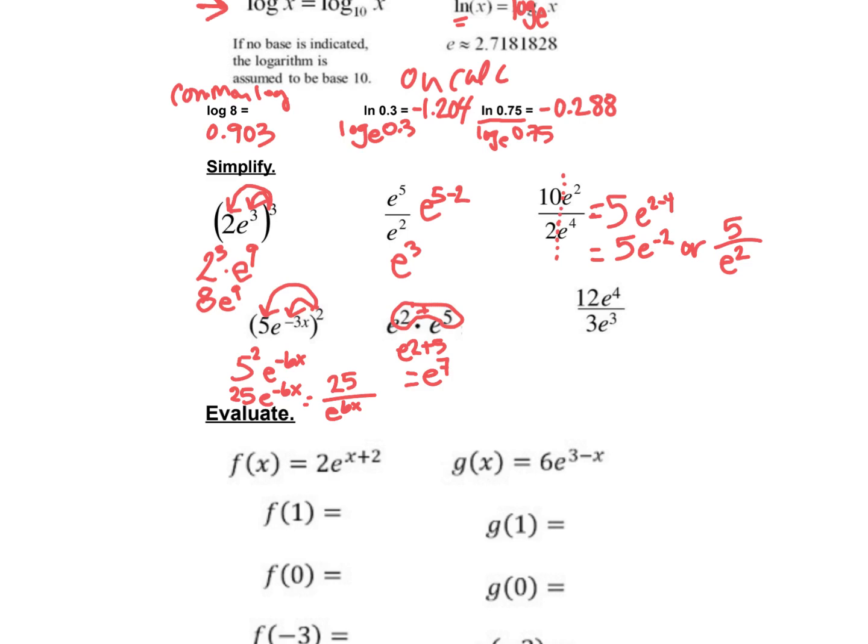And our last one, 12 e to the 4th divided by 3 e to the 3rd. I'm going to again put this little wall in between there to know how to deal with these two separately. What's 12 divided by 3? 4. And then what's e to the 4th over e to the 3rd? I can do e to the 4 minus 3, which is e. Or I can say there are four e's here, three e's here. The 3 cancel, so it would be 4e left over. Okay.